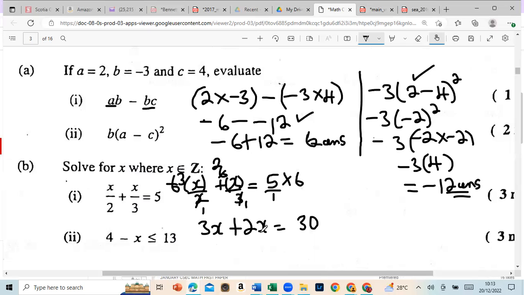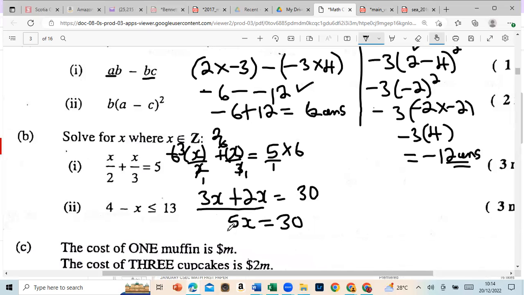All right. And now we have a pretty straightforward thing. All it's saying is 3x plus 2x is equal to 30. Now both of these are x, so we can add them because they are like terms. So it would be 5x equal to 30. Now all we have to do is just divide by 5. So x is equal to 6. So our answer would be 6.